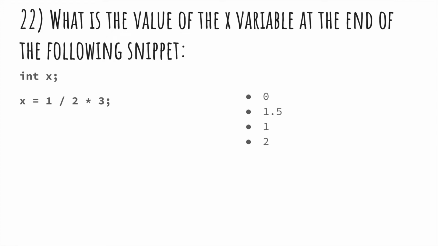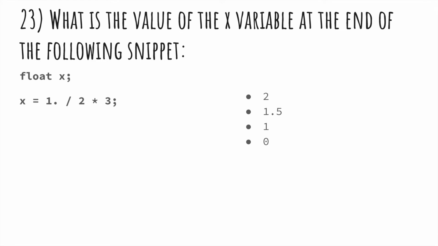What is the value of x? Well, x equals 1 divided by 2 times 3, and it's an integer, so 1 as an integer divided by 2 as an integer is 0. 0 as an integer times 3 as an integer is 0. So don't be fooled by this, it is still 0.